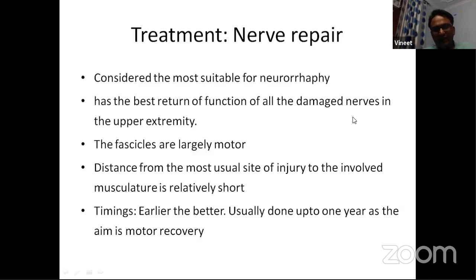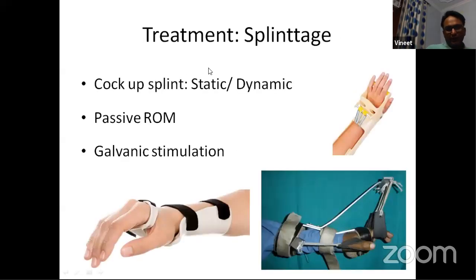Nerve repair has been discussed. I won't go into details, but radial nerve is usually considered a good nerve for neurorrhaphy because it is purely motor, and the distance that it needs to travel before supplying the muscles involved is relatively small. Timings also have been discussed. I won't dwell on it.